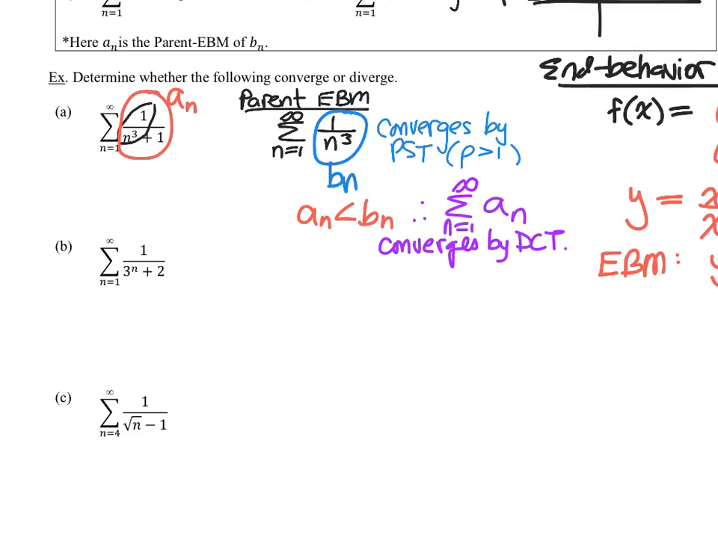All right, so for the second one, the parent EBM. And you don't actually have to label a parent EBM, you just have to state what the comparative series would be. And it would be 1 over 3 to the nth.